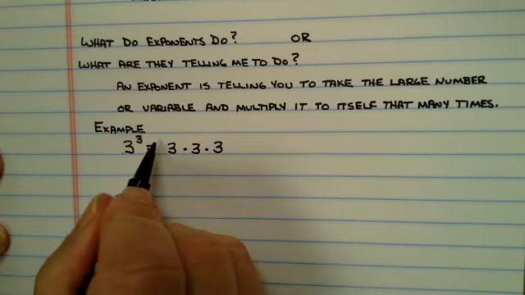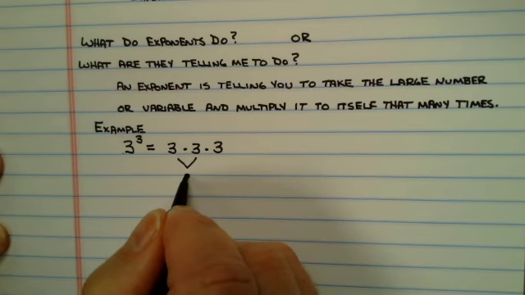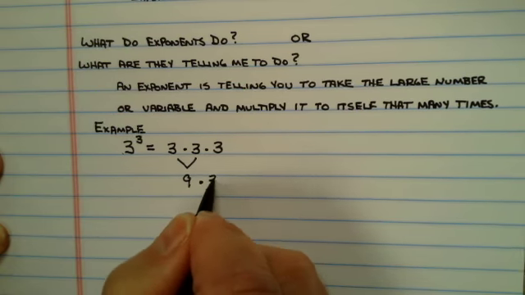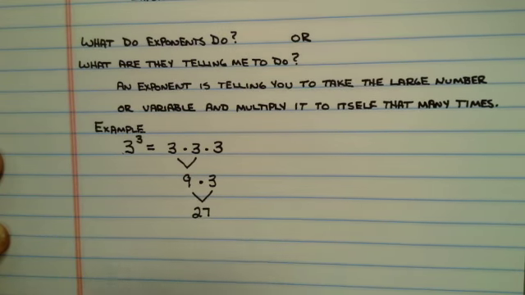So following my order of operations, I go in this direction. I multiply those two together first. 3 times 3 is 9. I bring down the rest. And then 9 times 3 is 27.